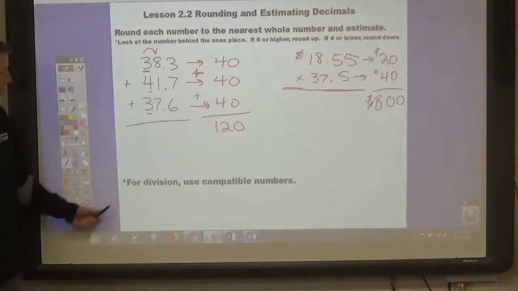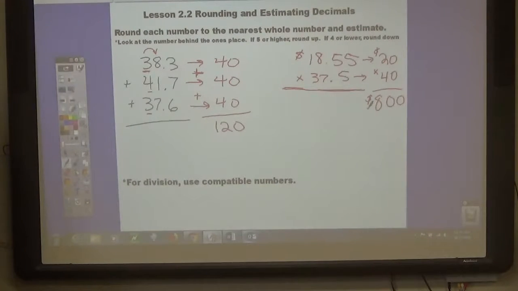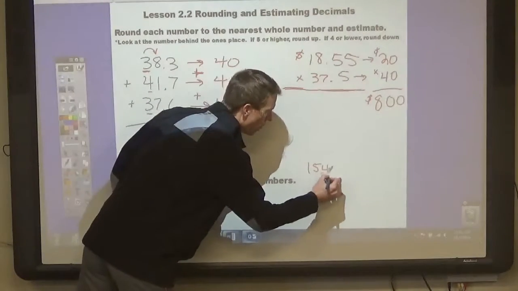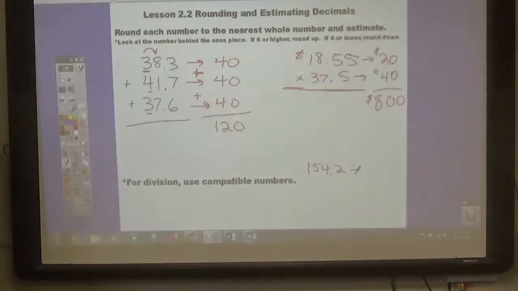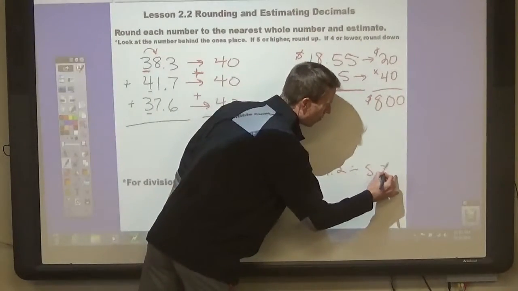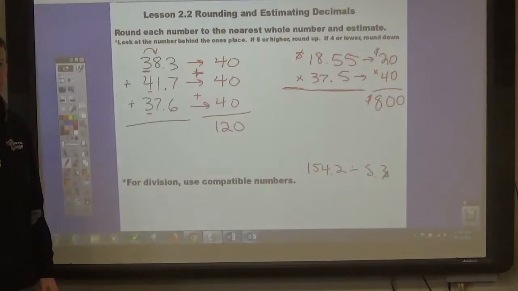Then you will also be doing some division with estimation. So let's say that we had to divide 154.2 divided by 5.3. What are compatible numbers, Thomas?